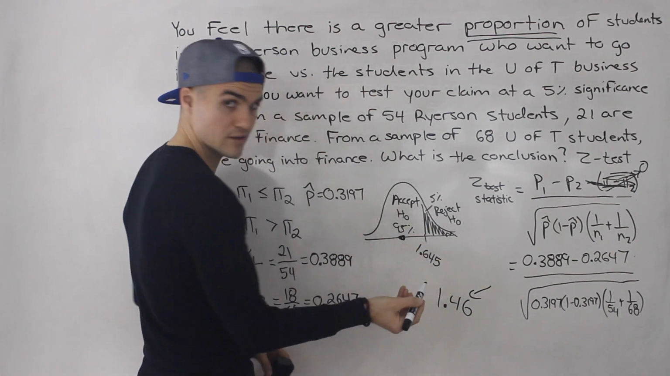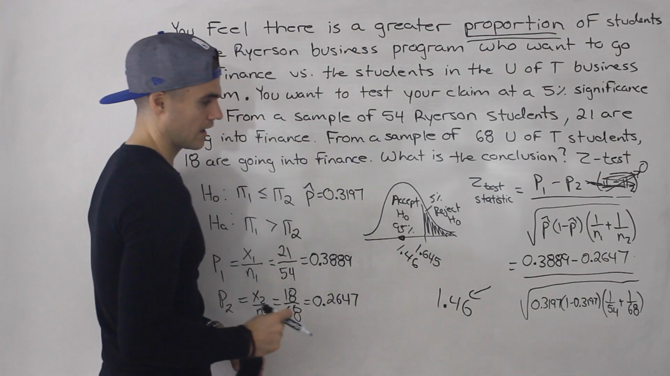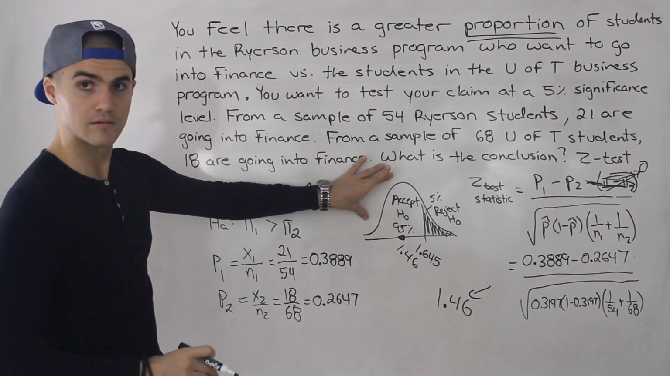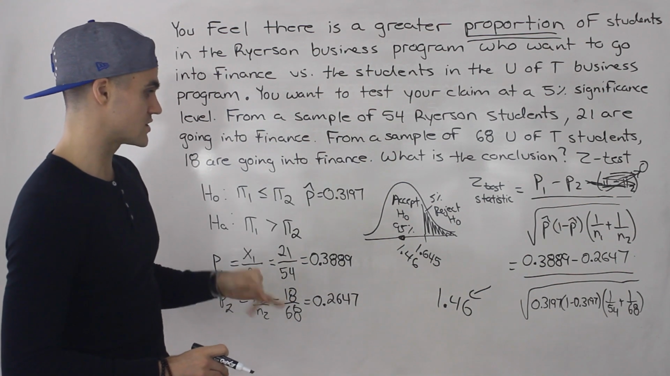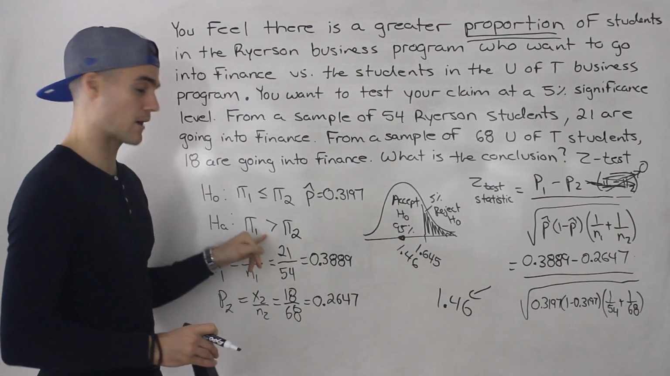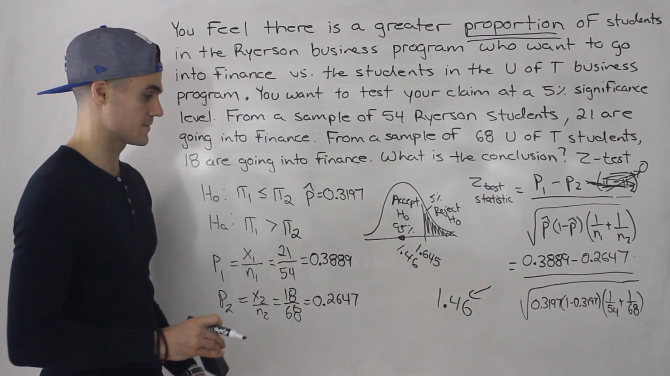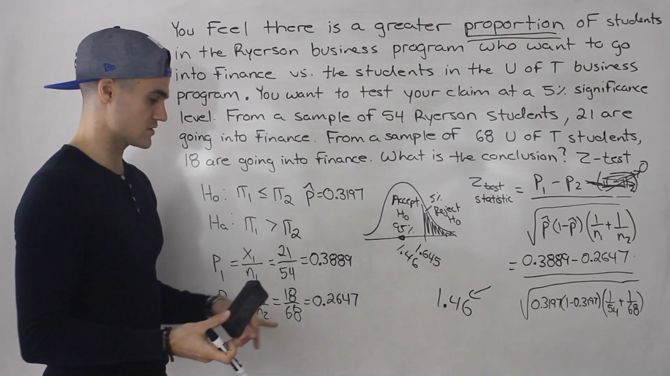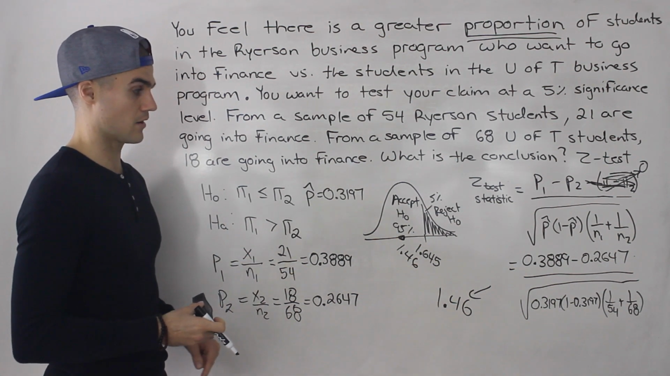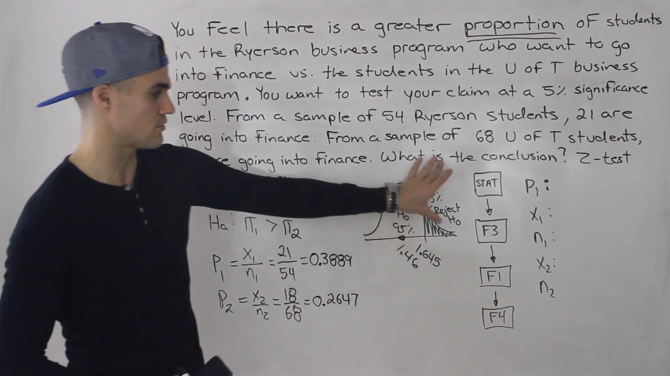Notice it's to the left of 1.645. It's right here. And so we are accepting that null hypothesis, meaning that there's not enough evidence pointing towards our claim that there is a greater proportion of students in the Ryerson business program going into finance versus the U of T business program. And if you want to do this whole test in the calculator, you'd go through these inputs here.